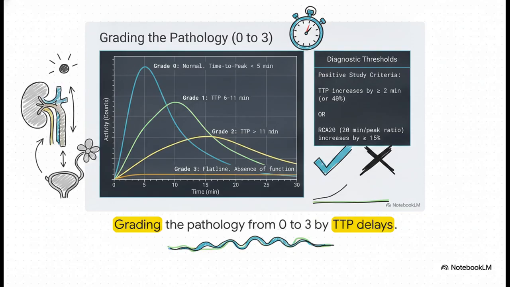We confirm a positive study when the time to peak increases by at least 2 minutes compared to baseline, or, even worse, if the curve just flatlines entirely into a complete absence of function. It is just a brilliantly clear visual of failing urodynamics.